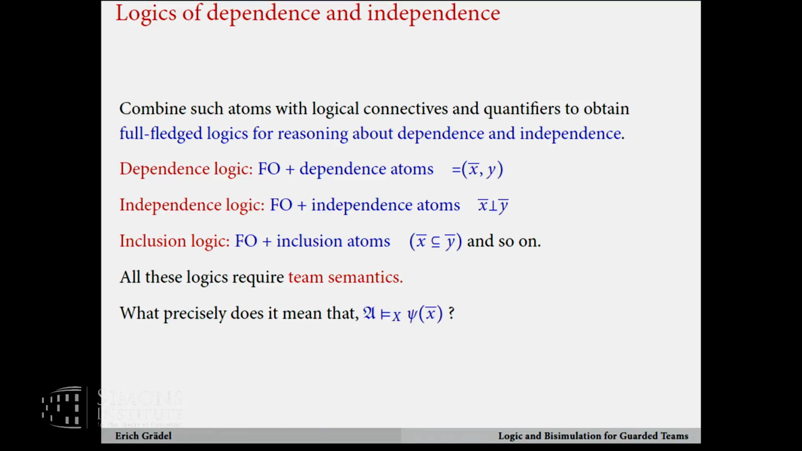Independence says that the values occur together in all possible combinations. So if you know the team, and I tell you what the value for X is for a particular assignment, you have learned nothing whatsoever about the value of Y. All values are still possible.